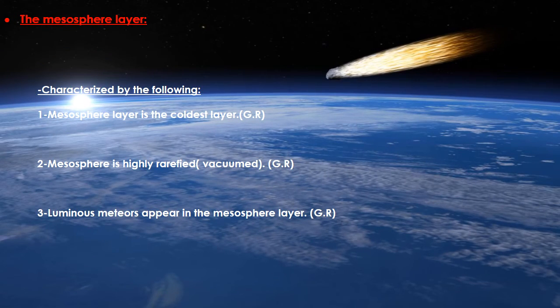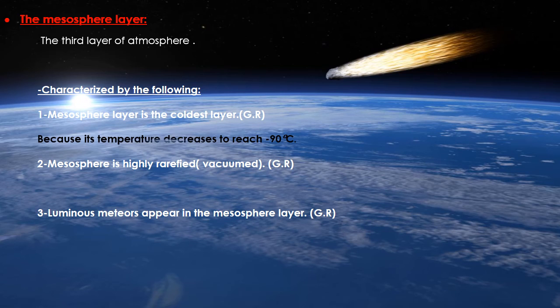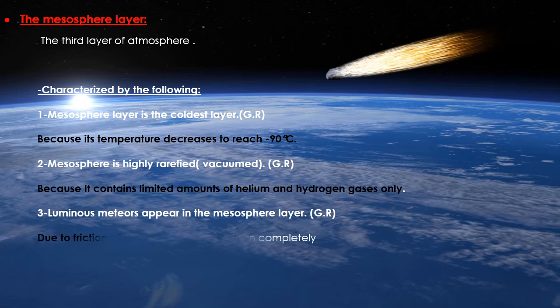Number 3, the mesosphere, is the third layer in the atmosphere. It's characterized by the following. The mesosphere layer is the coldest layer because the temperature decreases to reach -90 Celsius. The mesosphere is highly rarefied, almost a vacuum, because it doesn't contain any gas except a limited amount of helium and hydrogen only. And number three, luminous materials appear in the mesosphere due to friction with air molecules.